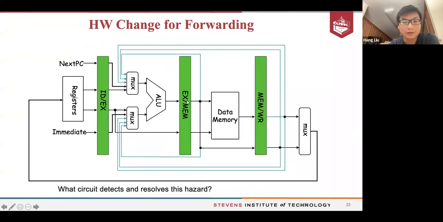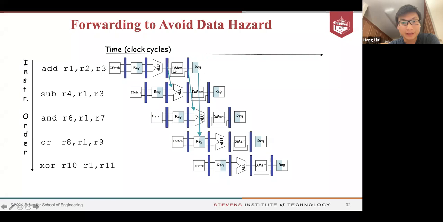If you remember, the output from the execution is already done at the end of the third stage, right? Then basically at the end of the ALU, we can forward the output to the subtraction, and then to the OR, and definitely to this XOR, because it's already finished, right?